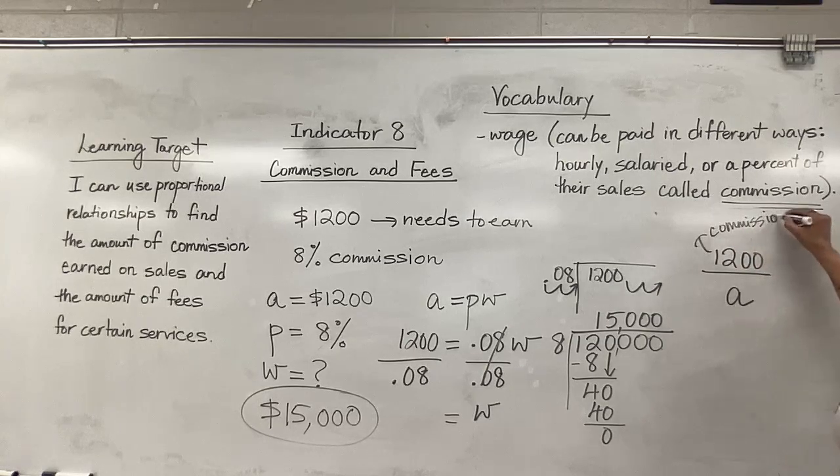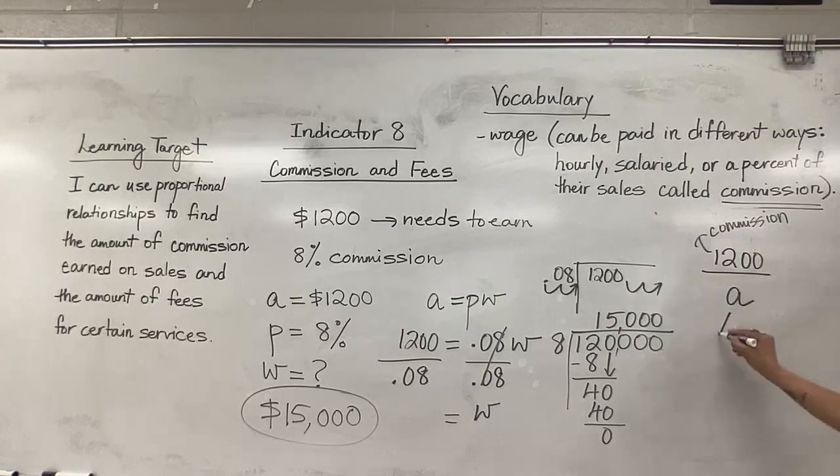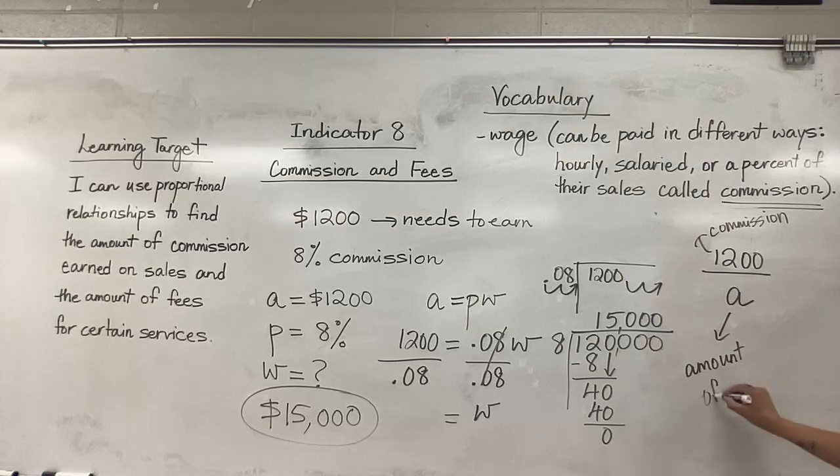Okay. And then A is going to be for the amount of sales that he needs to make, and that is the whole that we don't know. Okay, amount of sales is equal to the percent, which is what? 8 over 100. So this is the percent, always on this side.